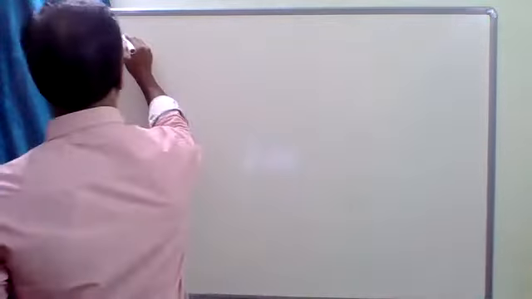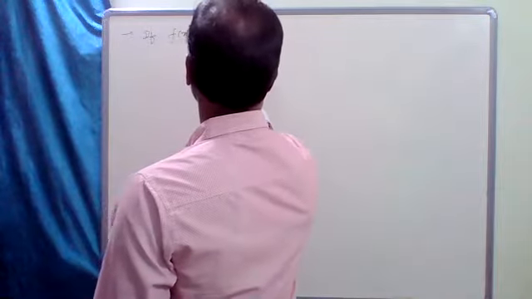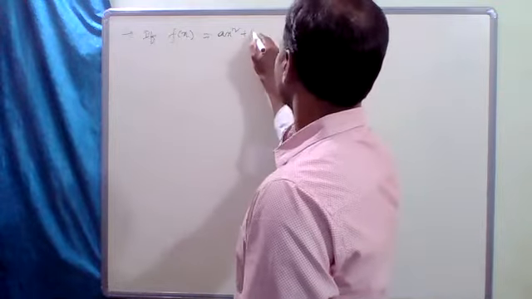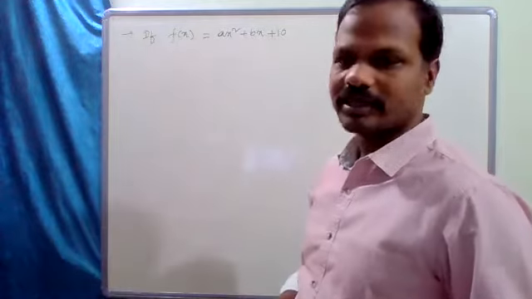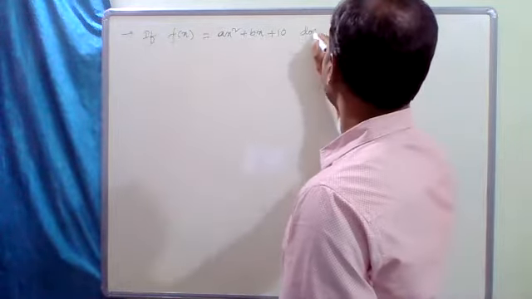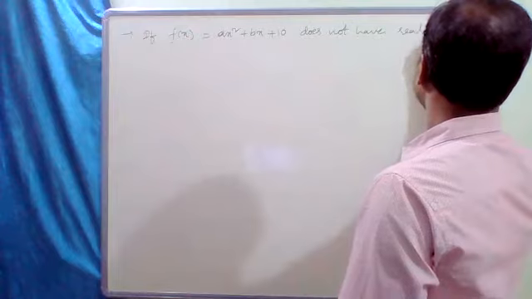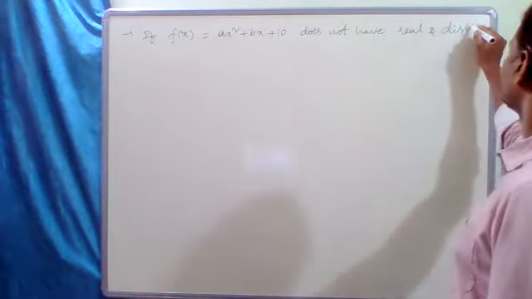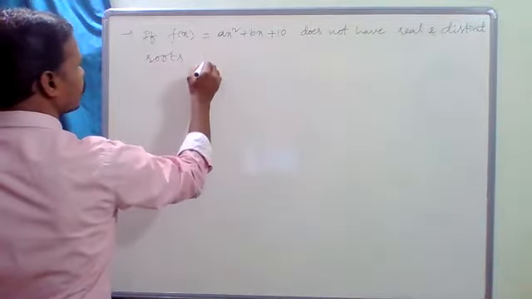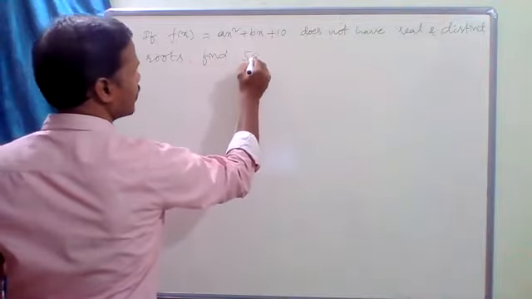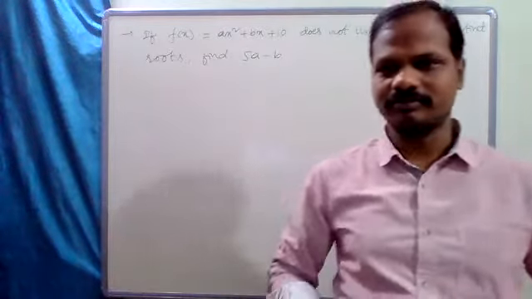If f of x equal to ax square plus bx plus 10 does not have real and distinct roots, find 5a minus b. So that is the question.